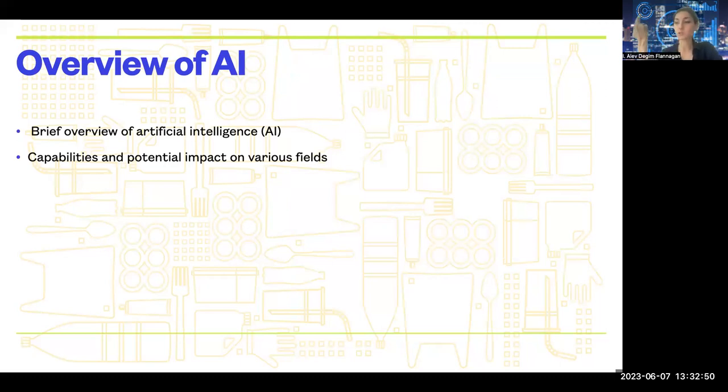Artificial intelligence refers to computer systems that can perform tasks that typically require human intelligence, such as learning, reasoning, and problem solving. It encompasses various subfields, including machine learning and natural language processing, as well as computer vision. It is important to know what AI can and cannot do at this point to help us as a tool in developing solutions for climate change.